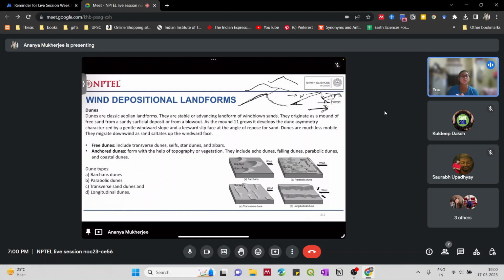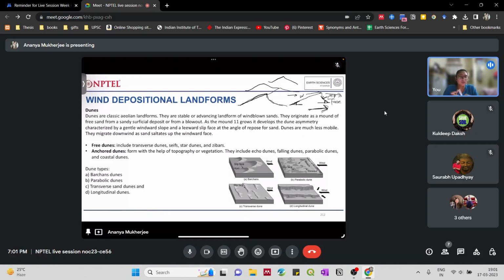There are two classifications that are used for dunes. There are free dunes and then there are anchor dunes. Free dunes are the ones which can move from one place to another, migrate from one place to another, or change their shapes. So you have transverse dunes, seifs, star dunes, zibars. These are examples of free dunes.